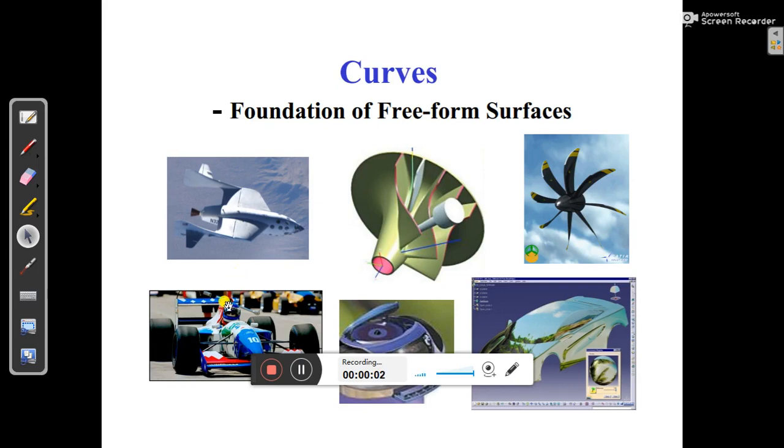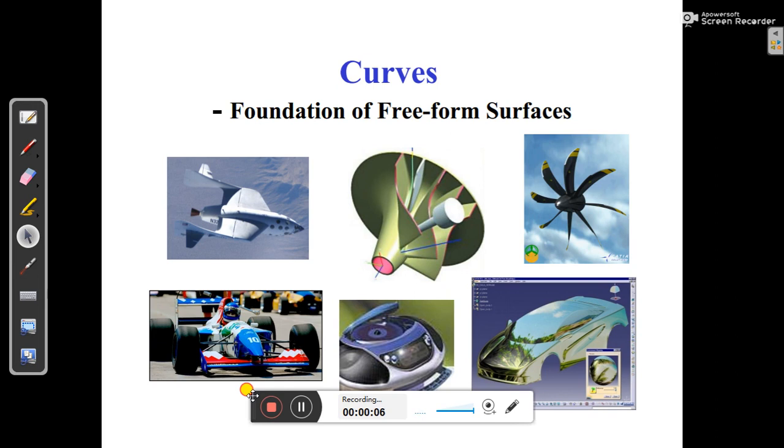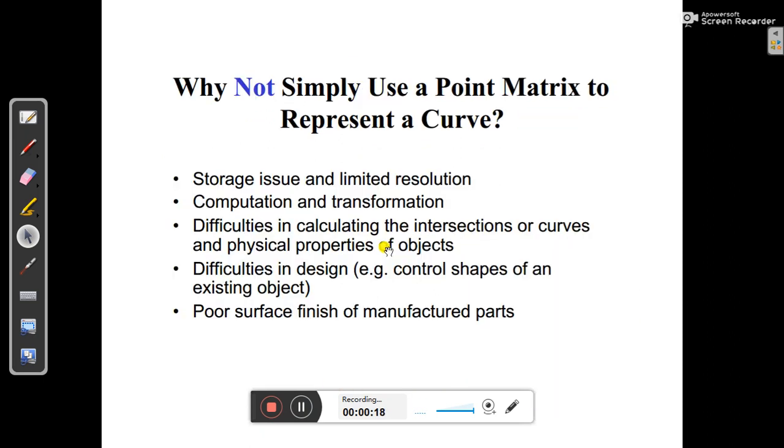Hello student, in this video I am going to talk about a part of curve representations: how we can represent curves using graphics devices. Why not simply use a point matrix to represent a curve?